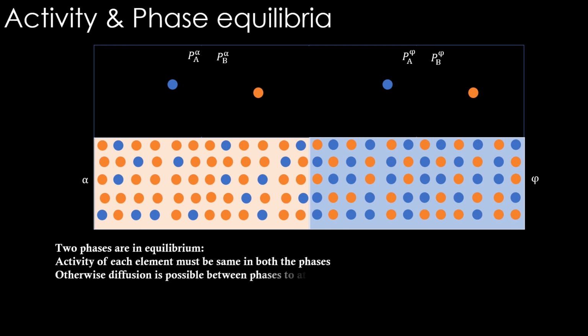Otherwise, what will happen? These two phases cannot be in equilibrium. In that case, if enough energy is available, activation energy we call it, for the atoms to move, then there will be movement of atoms between the solid phases. That is called solid state diffusion. That will happen. The A and B atoms will be moving between alpha and phi, and their mole fraction in each phase will change.